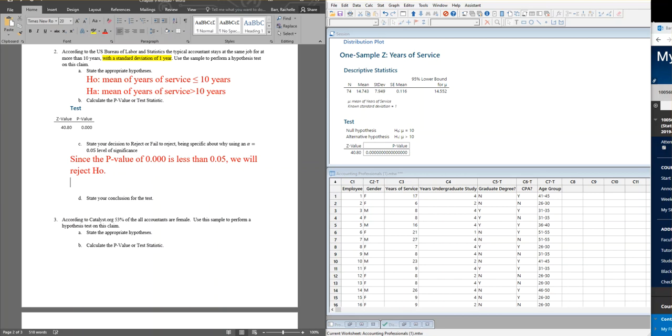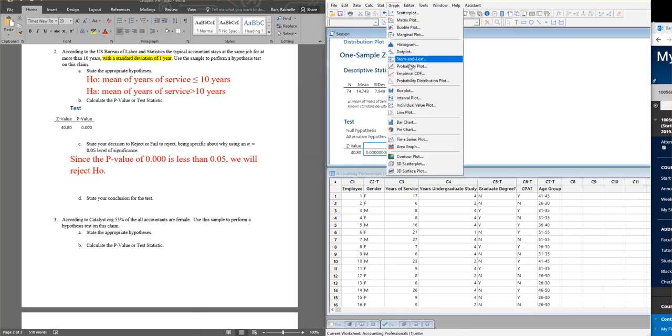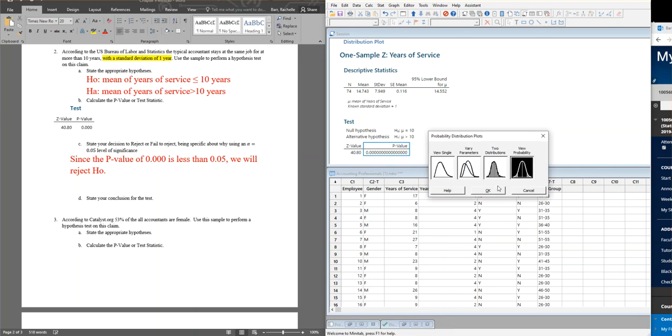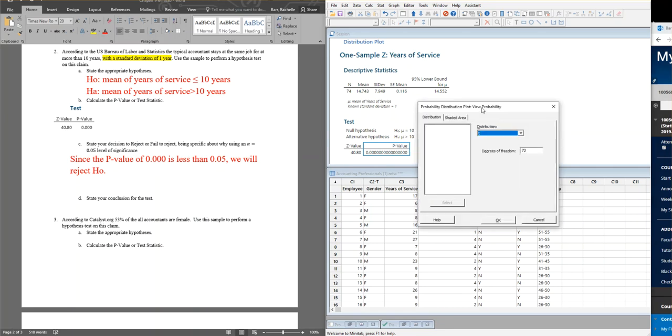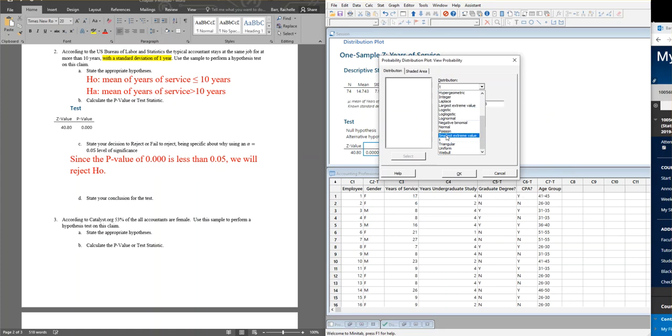Alrighty, let's go ahead and do our test statistic. Since I'm doing z here, I'm going to have to do a normal one. So we're going to go to Graph, Probability Distribution Plot, View Probability, hit OK. I need to change this to a normal. Where is it? There it is. So we want mean 0, standard deviation 1, because that's our standard normal distribution.